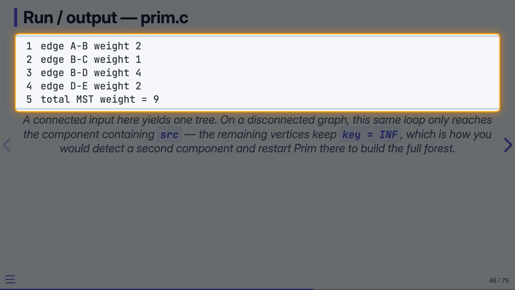Let's run prim.c and read its output. It prints the 4 tree edges, A to B with weight 2, B to C with weight 1, B to D with weight 4, and D to E with weight 2. The total minimum spanning tree weight is 9.